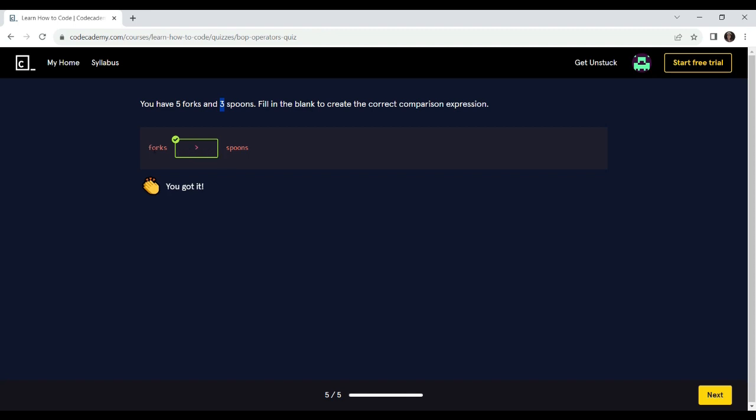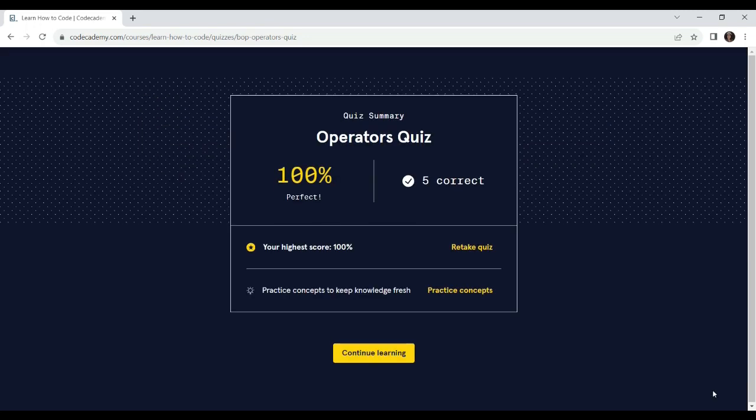There are 2 ways of reading it. The number of forks is greater than the number of spoons, or the number of spoons is less than the number of forks. But in this case, it's read from left to right, so you would say the number of forks is greater than the number of spoons, but both statements are technically true. And that concludes the operator section.